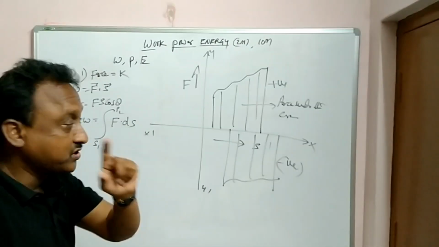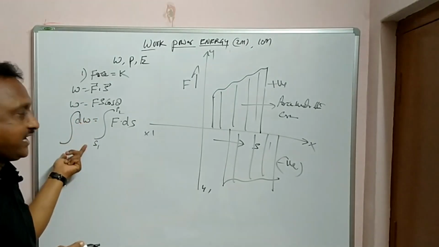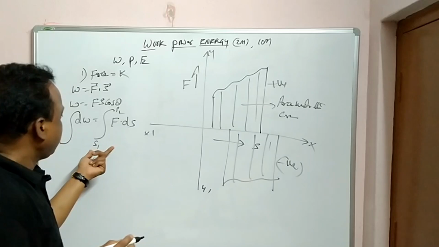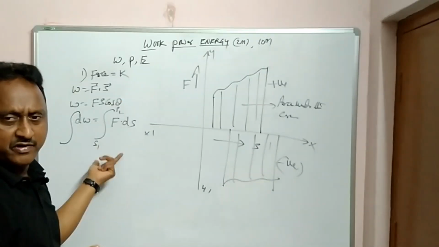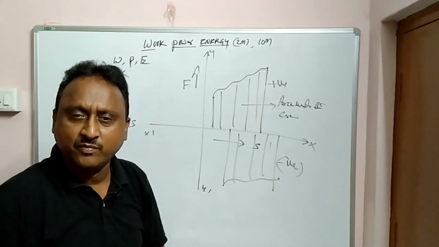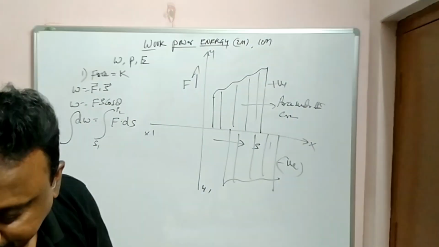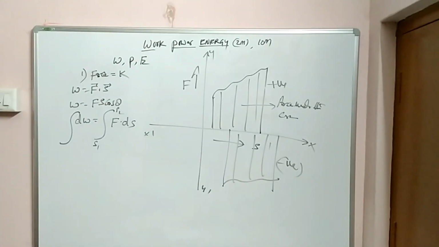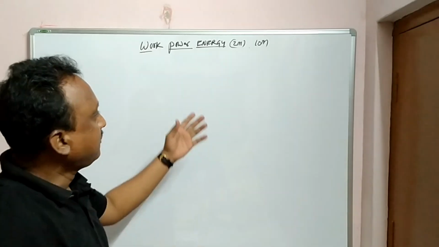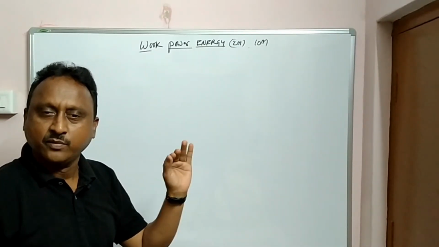So when variable force is given, what to do is, you should not do the dot product. Either you have to go integral dW = F dx or F ds or F dr from s1 to s2 or x1 to x2 or y1 to y2. Okay, so this is how you can calculate work done by variable force. Okay, now let us go to the next case. Right, so we have studied about different cases, work done by constant force, work done by variable force.